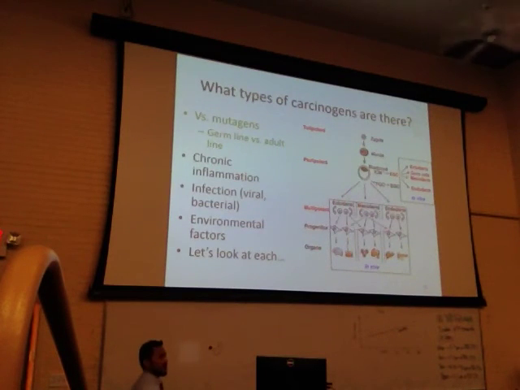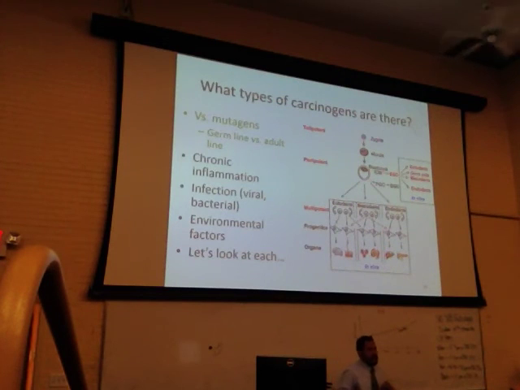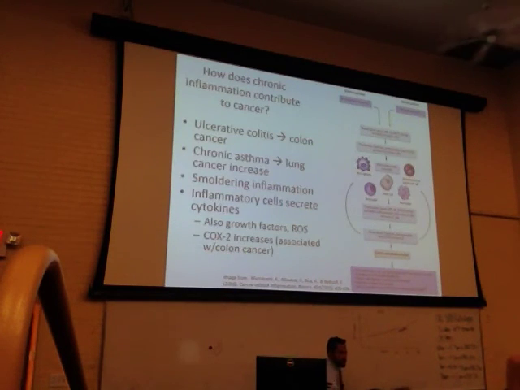Chronic inflammation, like the example of Barrett to esophageal adenocarcinoma. Viral infections, bacterial infections as well, and even ionizing radiation, environmental. We would put tobacco smoke and alcohol consumption under environmental. Okay? So how does each of these contribute to cancer as we finish out our lecture today?